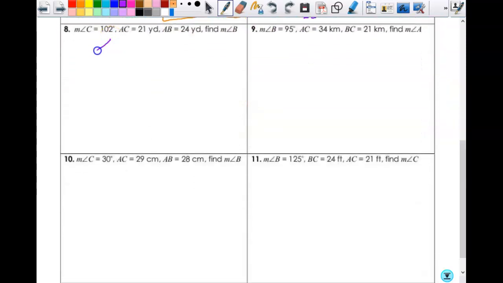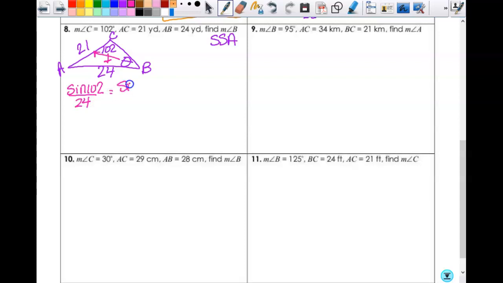All right, so draw my triangle. Make this angle C. AB is 24. I'm looking for angle B, 21. So I've got two sides and the non-included angle. It's side-side-angle. So I've got the sine of 102 over 24 equals the sine of theta over 21.